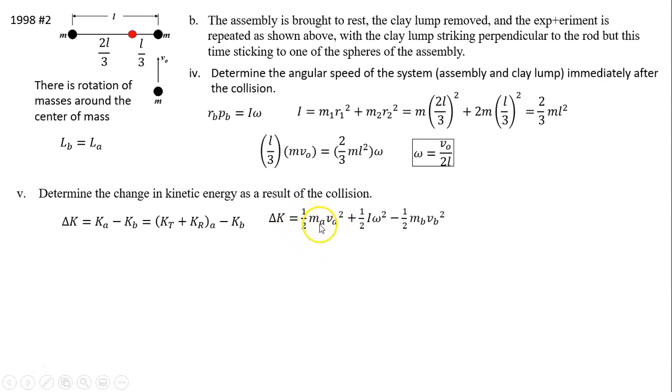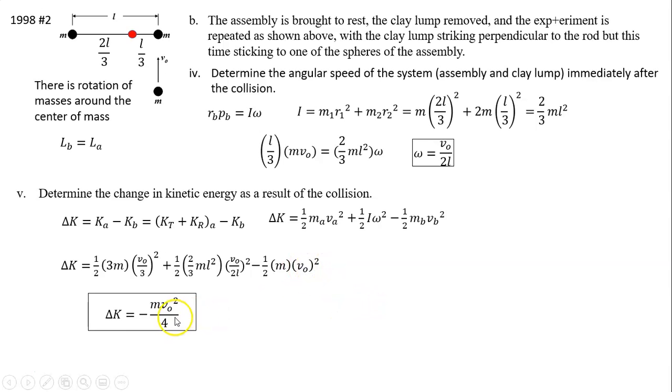So change of K. After, you'll have the center of the mass moving linearly, plus the masses rotating around the center of the mass, minus this B means before. So again, after, the total mass is 3m. And the center of the mass is moving at v naught over 3 squared. And here is total I, and here is the omega. The masses are rotating with this angular speed, and this is total energy before. So simply substitute the numbers, figure it out.